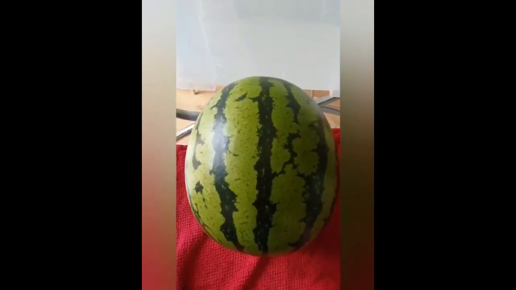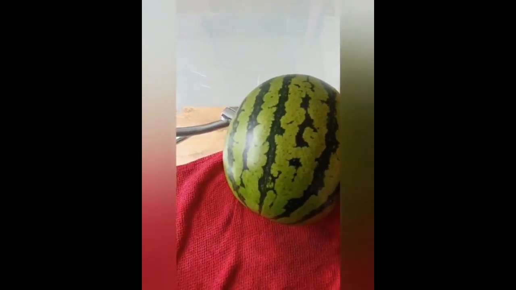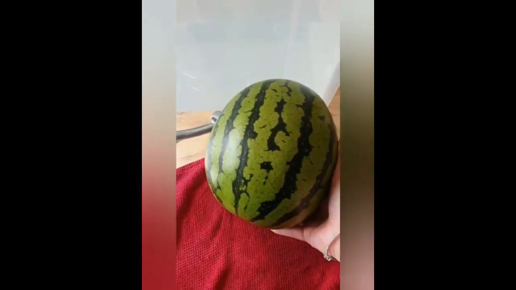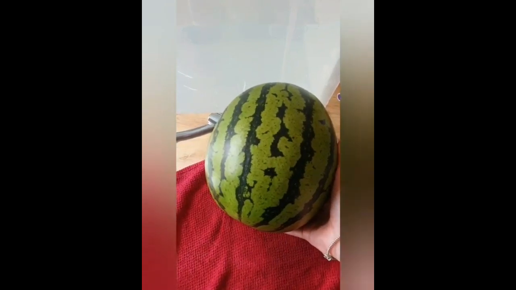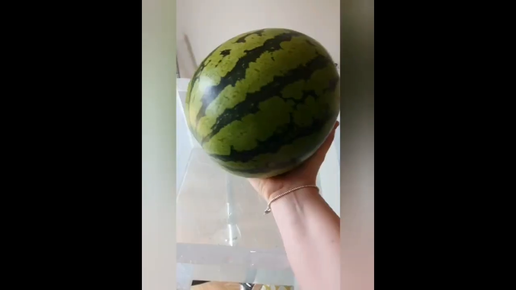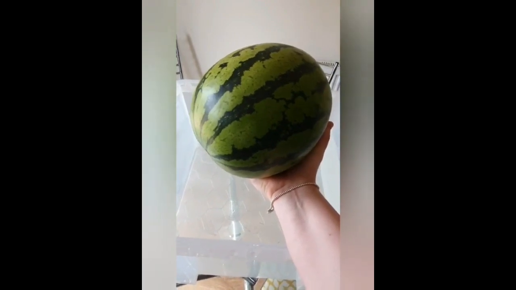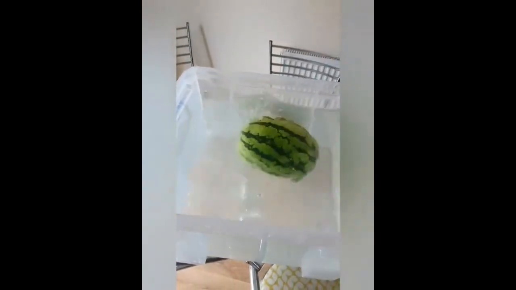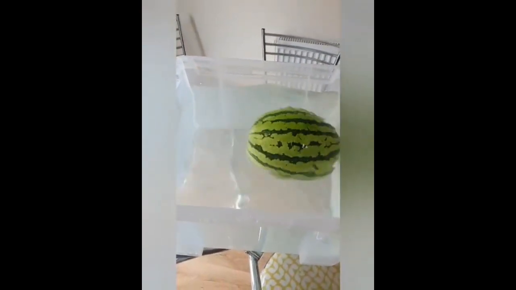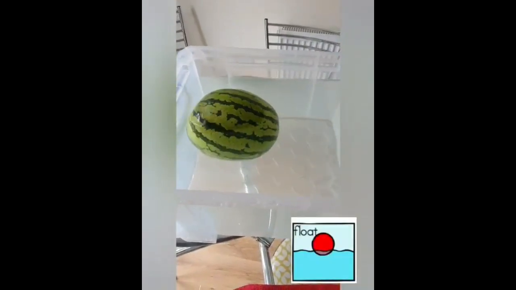What about then a whole watermelon? This watermelon hasn't been cut and it's very heavy. Will it sink or will it float? Now it's very heavy and it's hard to hold with just one hand. Let's see, sink or float. Look, bobbing around on the water. It's floating. So how does that work?